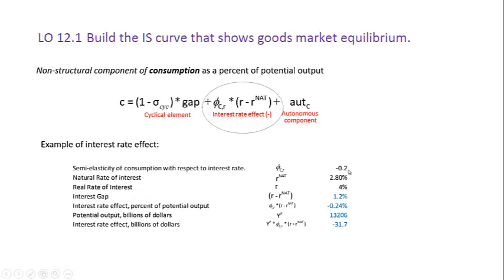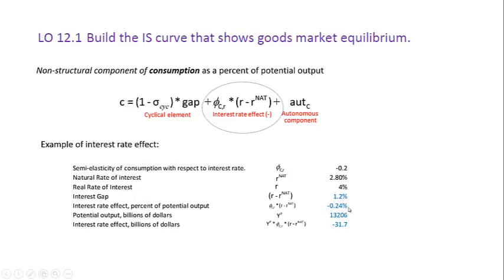That means if the interest rate goes up by 100 basis points, we'll be cutting back our consumption by 0.2% of potential output. So here's our example. The natural rate of interest is 2.8. The interest rate that we see is above that. It's 4%, so the gap is 1.2. We're going to be cutting back roughly half of that in percent terms.